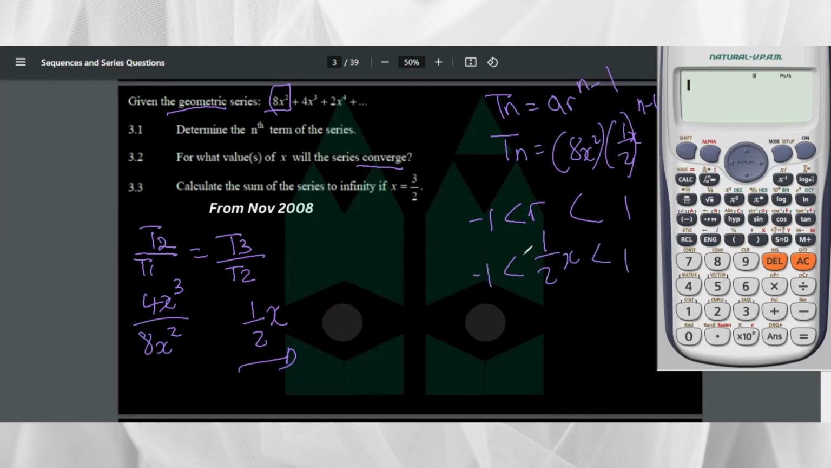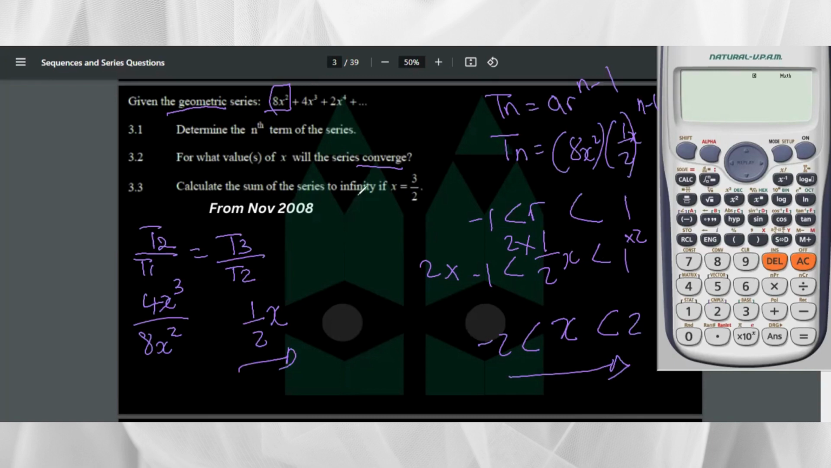So then to solve for x here, we'll just multiply by 2. Then you can also multiply by 2 this side, multiply by 2 this side. So if you do that, then 2 multiplied by 1 over 2 is 1, which will just leave us with x is greater than 2 times -1, that's minus 2, and then 1 times 2, that's just going to be 2. So then those will be the values of x for which the series would converge.